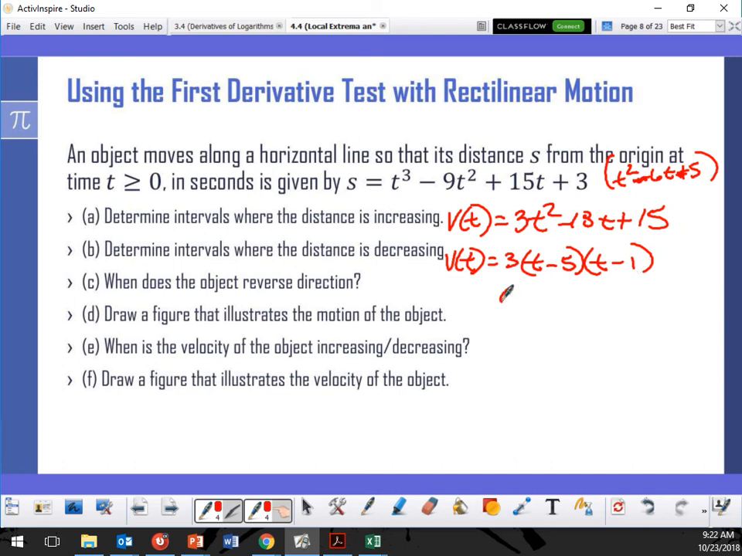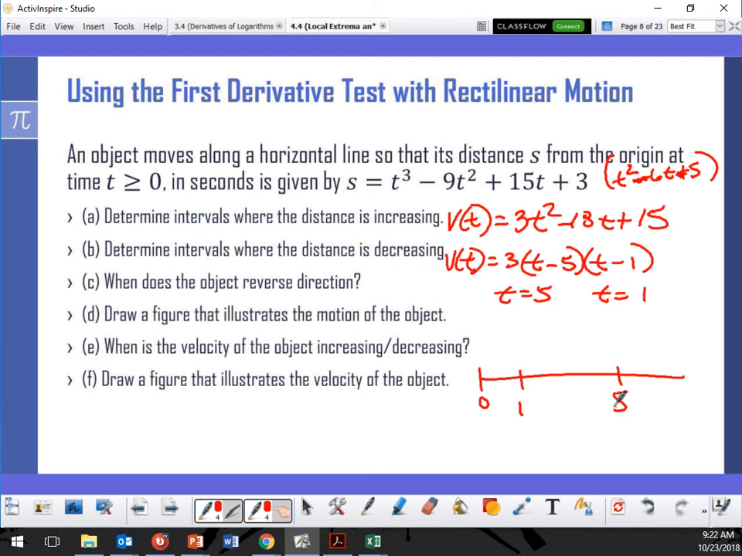Critical points are where? At 5 and 1. t equals 5, t equals 1. So there's my critical points. And so let's take a look at, if I were to number line that, I'm going to start 0, 1, and I'm going to start over here, 5, over here.